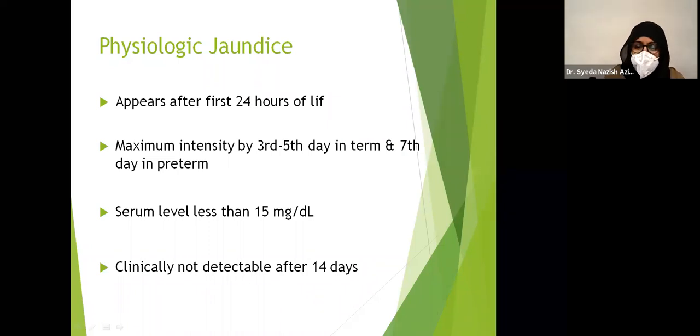peaking between the third to fifth day in term infants, and a little bit later in preterm birth, mostly around 7 to 10 days. Physiologic jaundice never exceeds 15 milligram per deciliter of total bilirubin, and usually it resolves spontaneously without any treatment by the end of the second week of life.